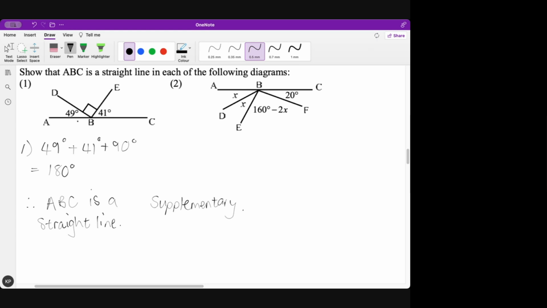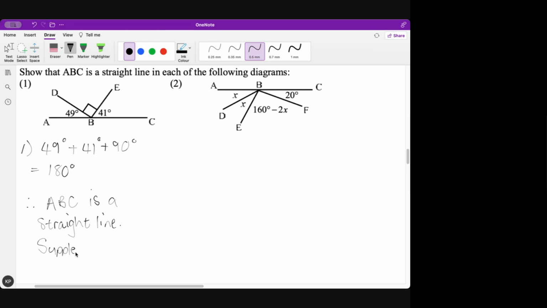Now, number 2 is not so straightforward, is it? Is there anyone who has figured it out? It would be very easy if we knew this was 180. Do you guys agree? But we don't. So how do we solve this one? I'm going to write my supplementary at the bottom while you guys think. I know you guys can figure this out.